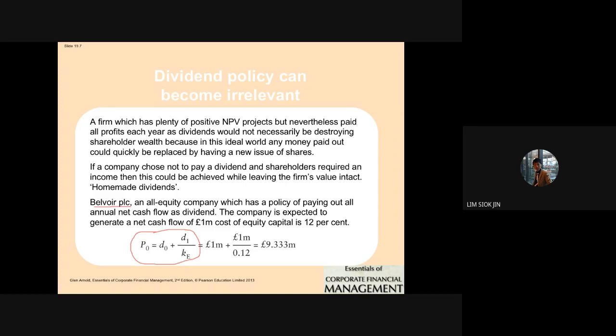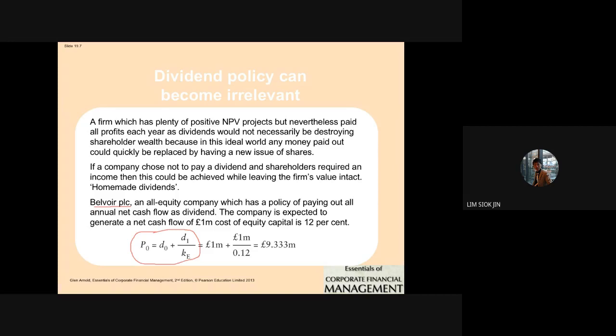So how do you value this company? The value of this company is P0 equals D0 plus D1 divided by KE. What does this mean? This means that the value of the company is calculated by the dividends, D0 means the dividend today, and D1 the dividend that you will get next year forever. We assume that this company will make $1 million profit this year and forever.